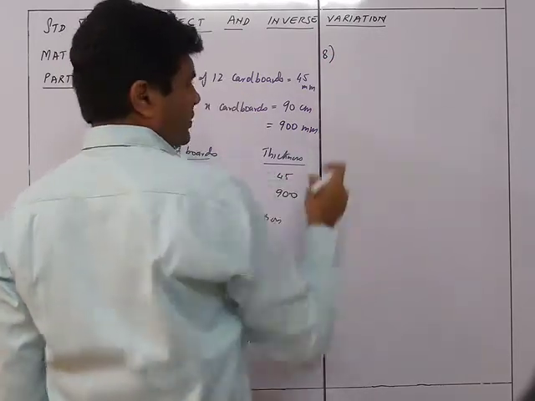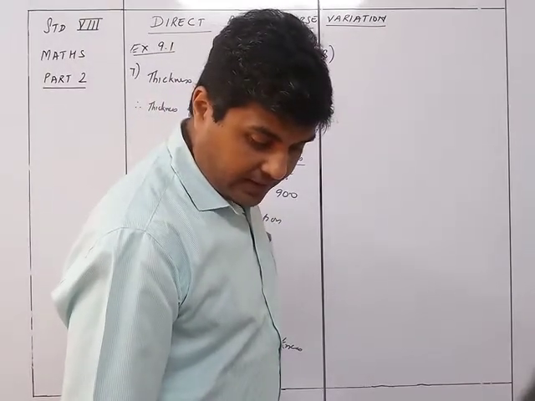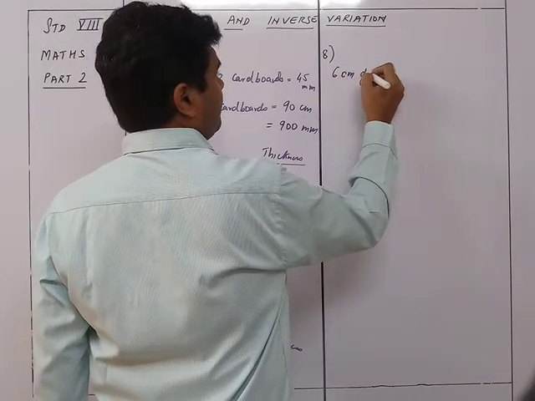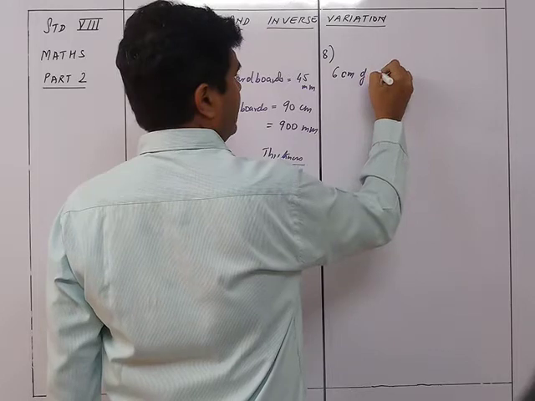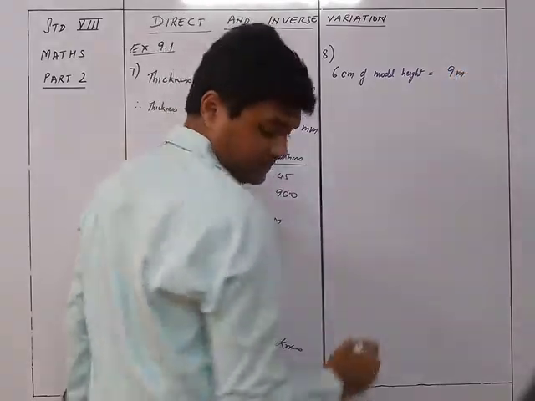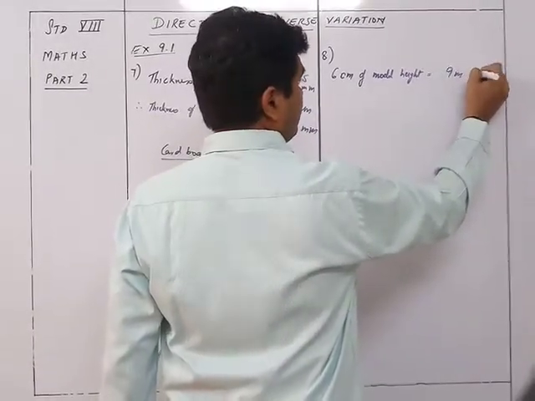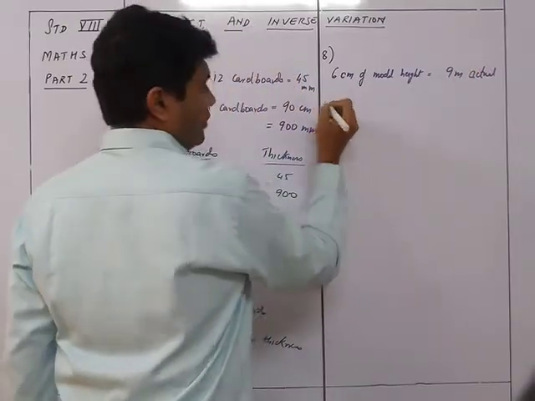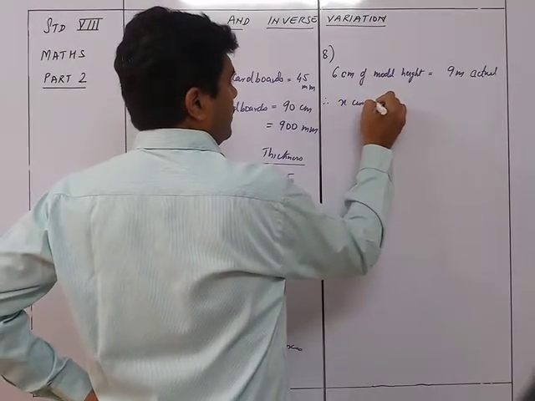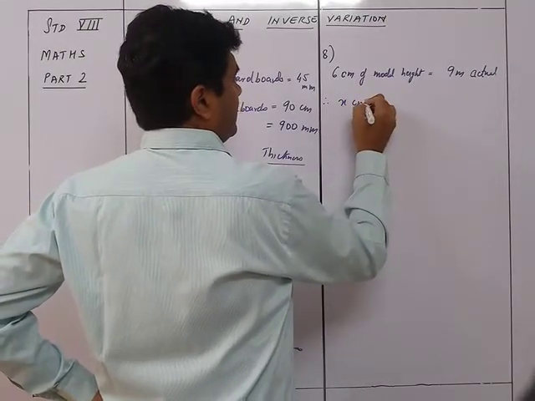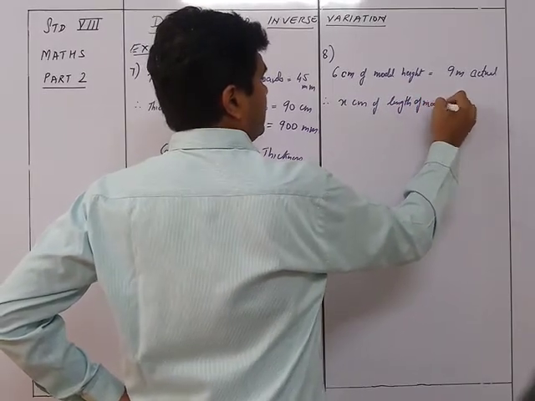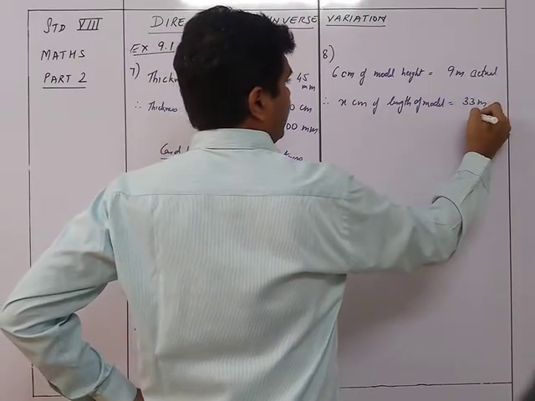We will directly write over here that 6 centimeters of model height is equal to 9 meters actual. Therefore, the length of the ship is 33 meters. So X centimeters of length of model is equal to 33 meters actual.